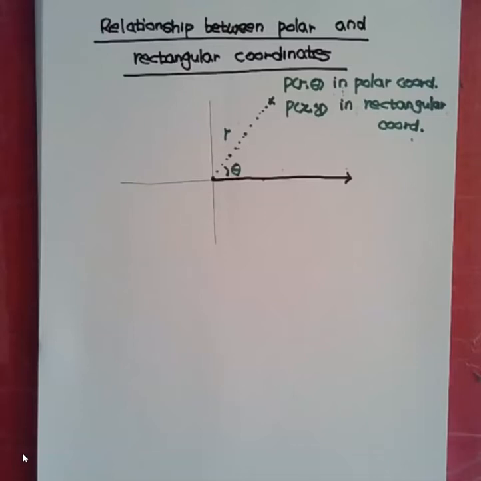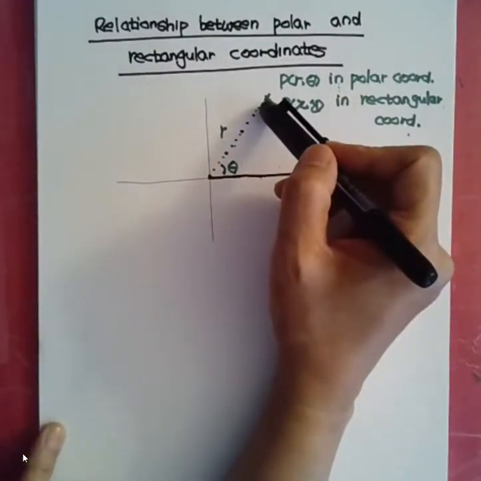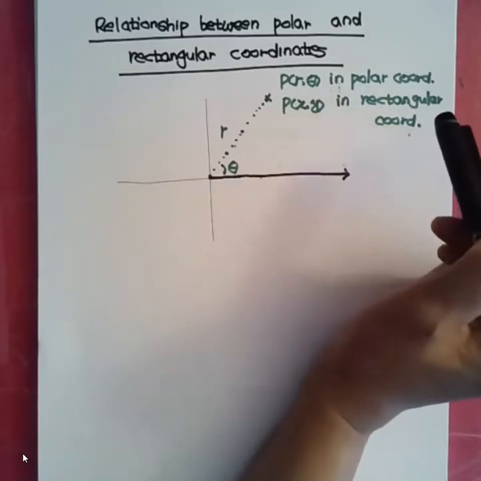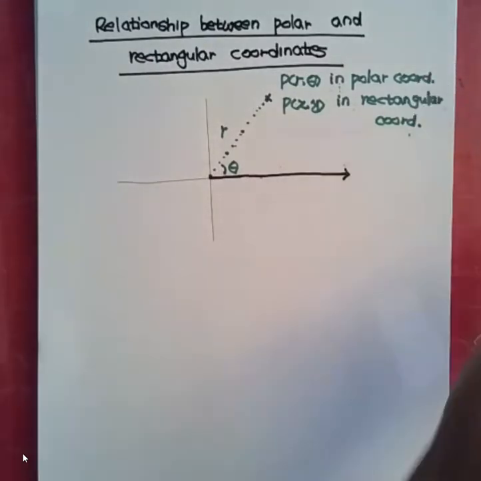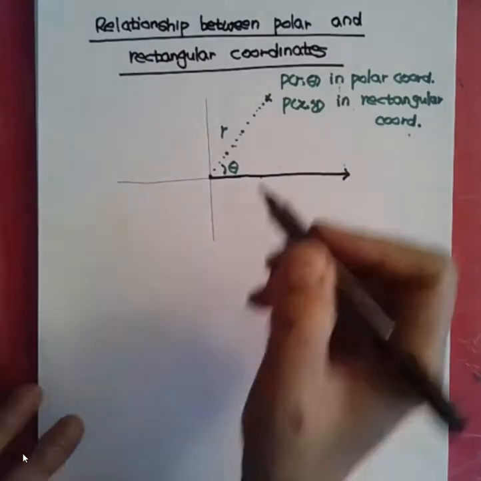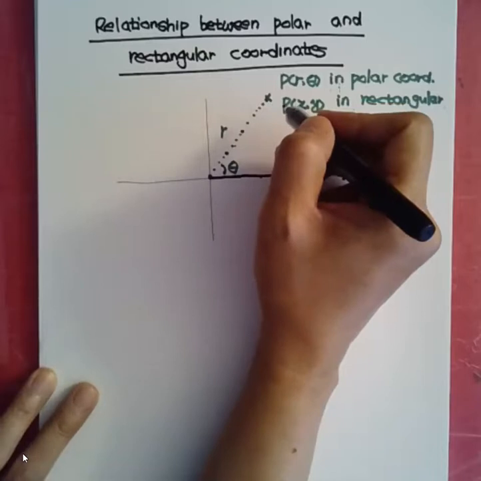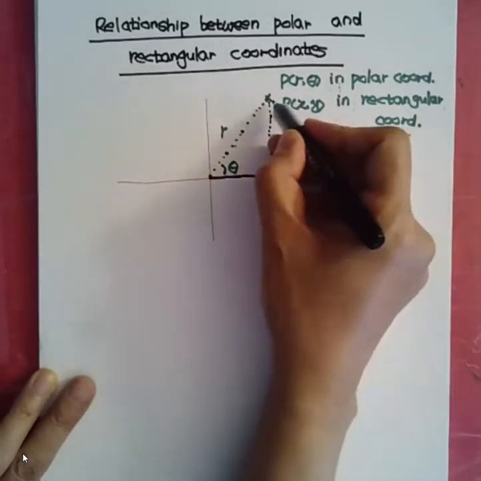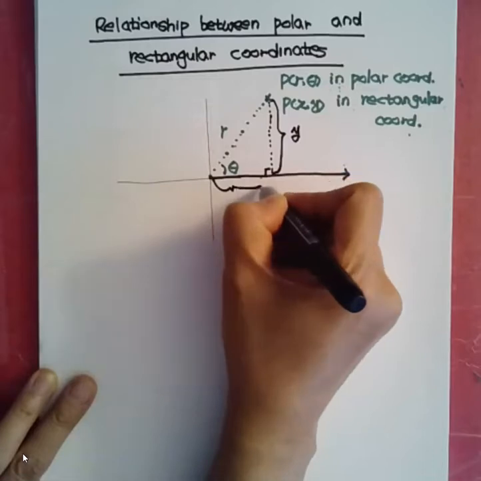We've been locating the polar coordinate system in the rectangular coordinate system. So when we have a point on the plane, we can express that point with polar coordinate and rectangular coordinate. We want to figure out the relationship between polar and rectangular coordinate. Let's suppose that this point's polar coordinate is r and theta. Then when we draw the right triangle, this side length is y and this side length is x.